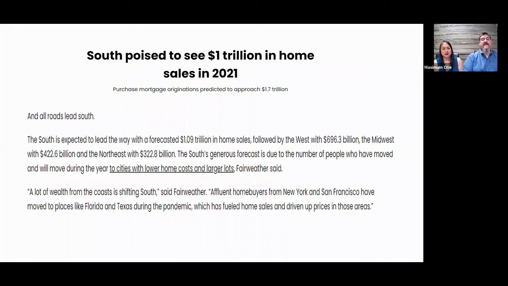So we do have some more new information here in the South. We are poised to see $1 trillion in new home sales. Incredible. Here in the South, we are leading the way for housing in the U.S. The South is looking at 1.9 trillion in home sales, followed by the West. So here in the South, we really are leading the real estate revolution at the moment, and that's a really great place for us to be.